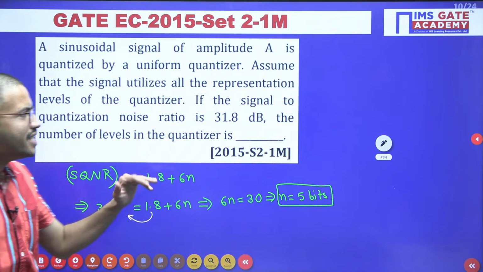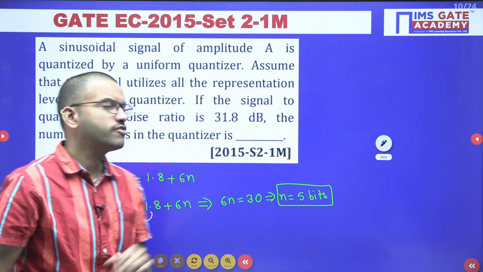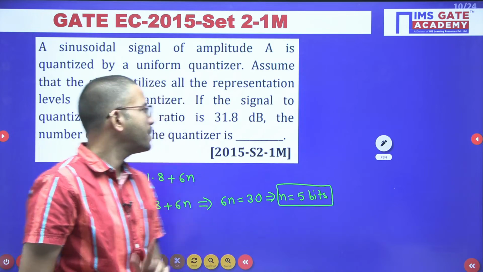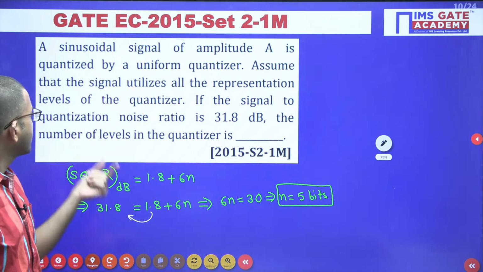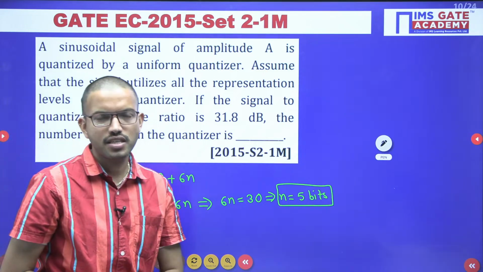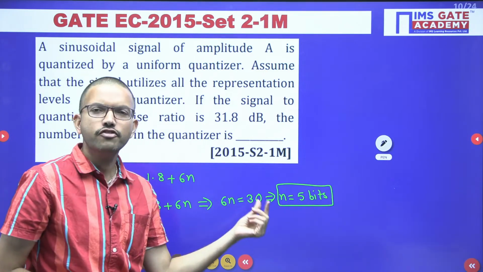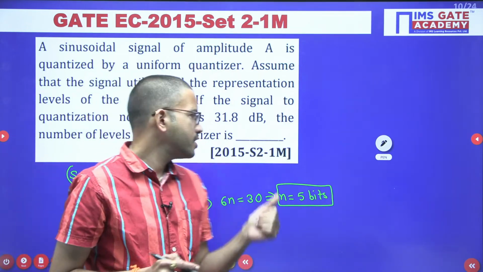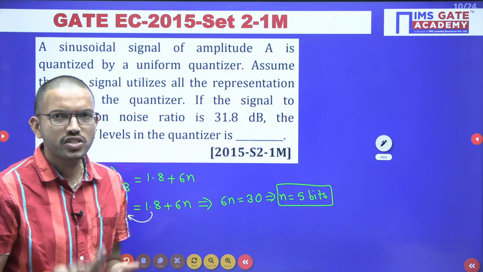In this question they haven't asked regarding the number of bits. If they had asked regarding the number of bits, 5 is the final answer. But in this question, what are they asking? The number of levels in the quantizer. That means they are asking the number of quantization levels. I hope all of you know the relation between the number of bits used for every level and the number of levels used in the quantizer.